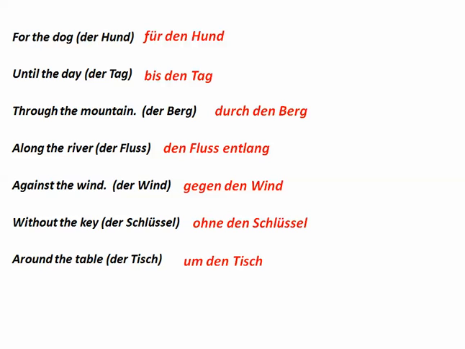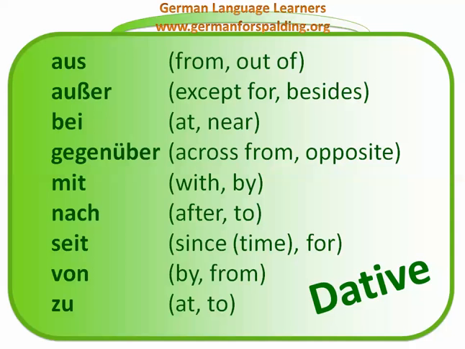Okay, and you may also notice that entlang comes after the noun, whereas all the others were in front of it, and entlang can be used in that function, which is different from the others. Okay, our second category for prepositions are dative prepositions, and here's our list. Aus means from or out of, außer, except for, or besides, bei, by, at, or near, gegenüber, across from or opposite from, mit, with, or by, nach, after, or to, seit, since, or for, von, by, or from, and zu, at, or to.